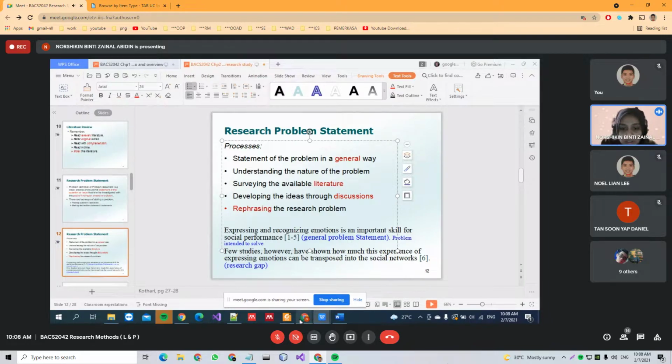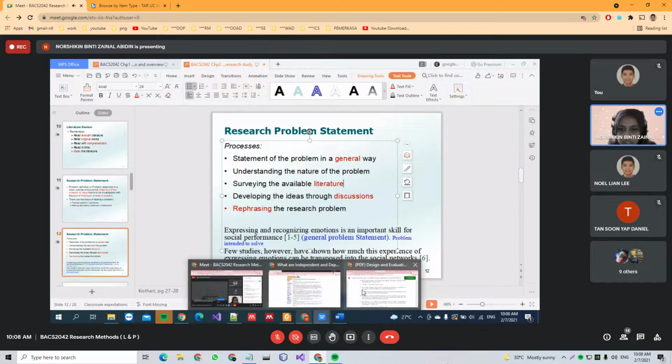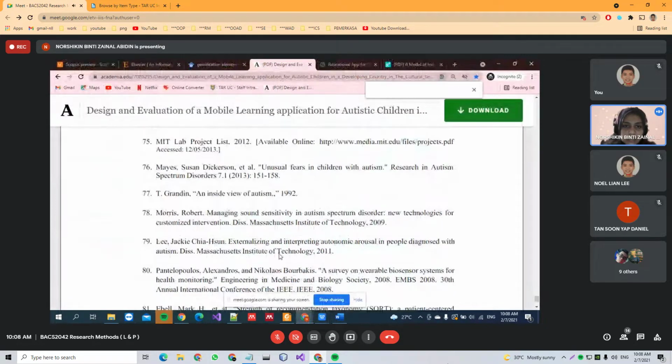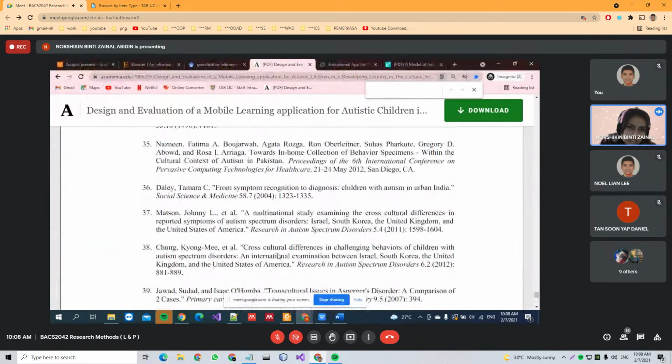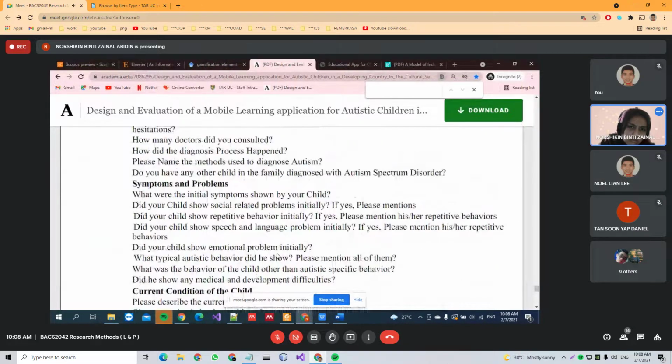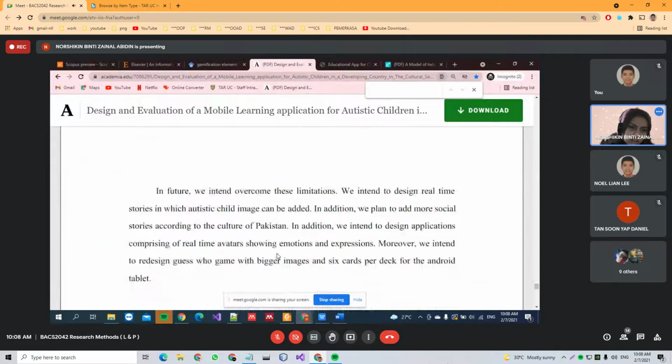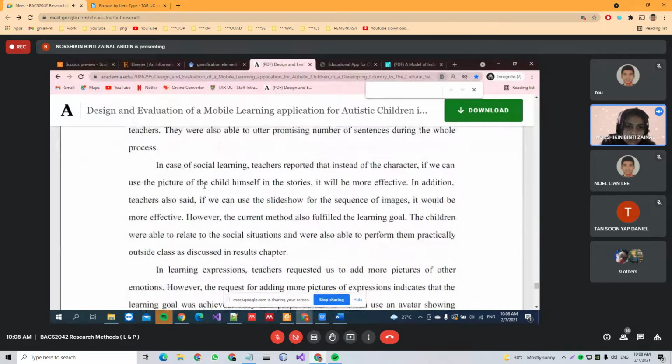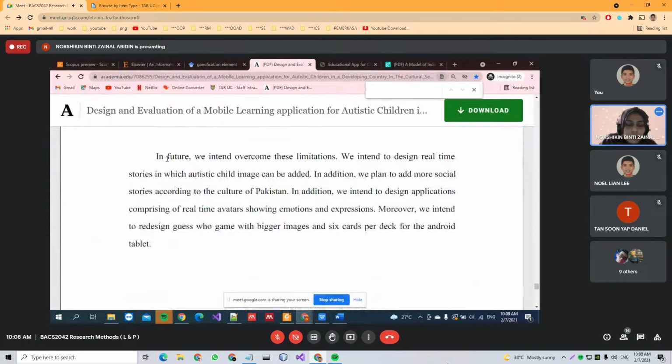For instance, just now I read one paper that I think is useful for me. The gap of a paper you can usually find in the future work. For example, here, this is the LR. For my research, I can use this paper as LR. So in future, we intend to address this limitation. The limitation is the gap of this research, something that you can use for your further research.